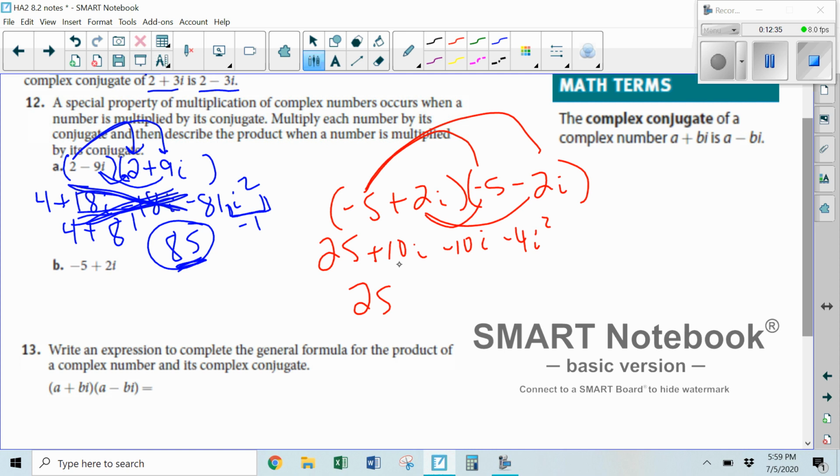And then when I simplify, 10i and negative 10i cancel. i squared is negative 1. A negative 4 and a negative 1 is positive 4. I get 29. Again, I get one number. There's no i's in there.